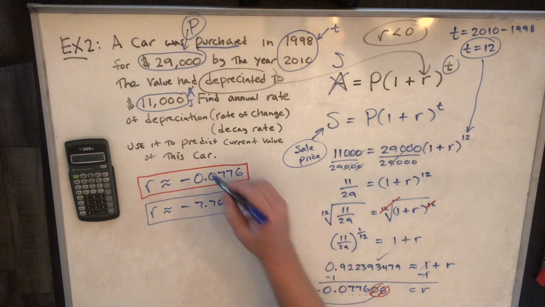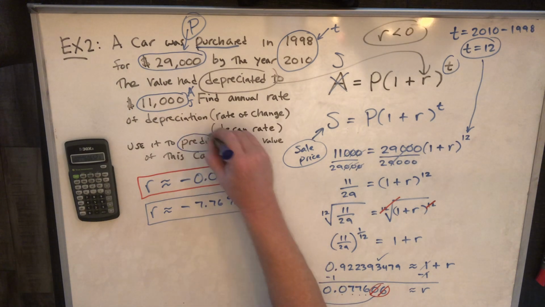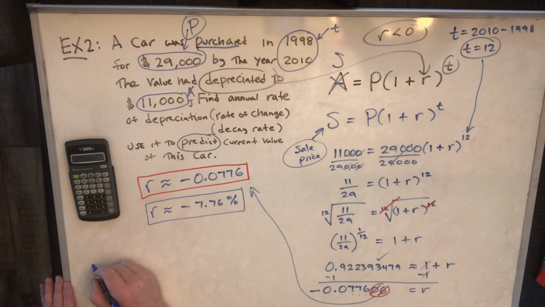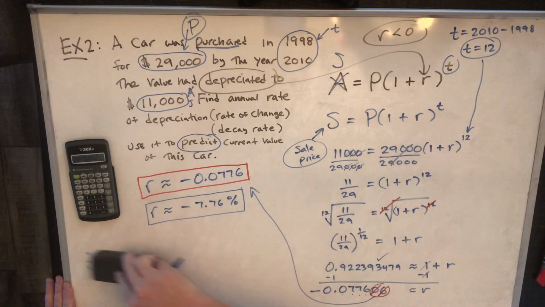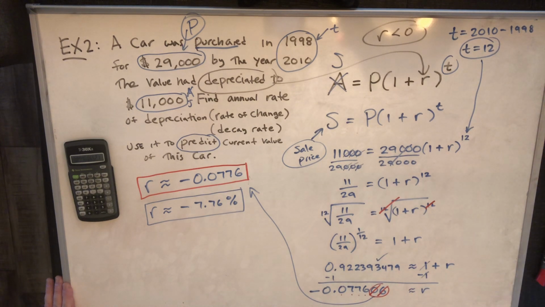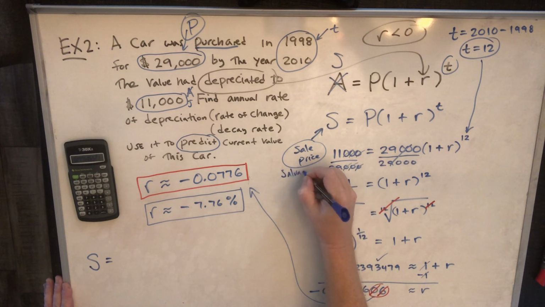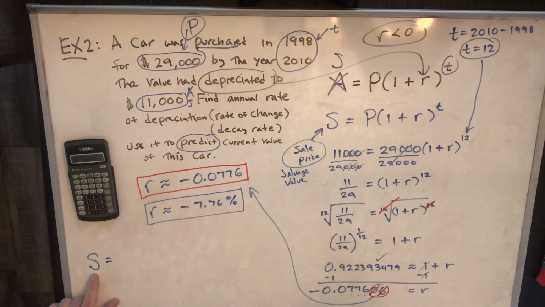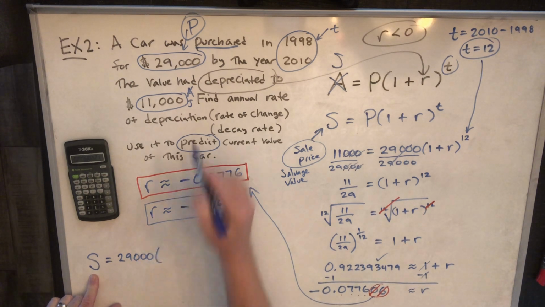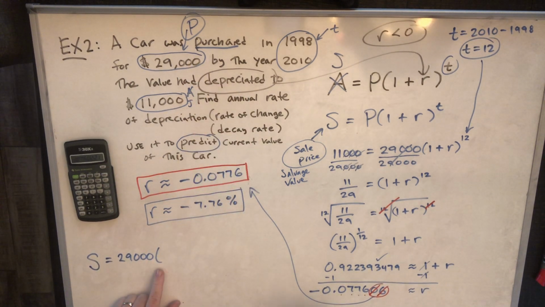The purpose of all this is really to make predictions. You want to know what your car is worth now, so we can predict how much I could sell my car for. Doesn't really matter what we call it: the sale value of my car, or the salvage value, the Craigslist price. It's the original price of the car, $29,000. You always go back to the principal value of the car.